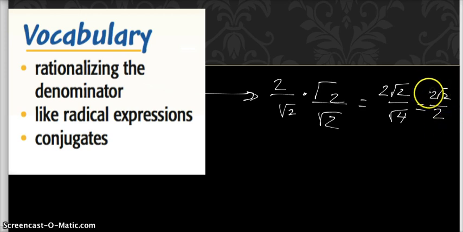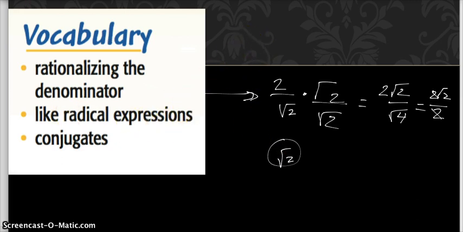By the way, since this 2 here is being multiplied to this root 2, and you've got a 2 out here, you can actually cancel them. So this thing becomes simply the square root of 2. So rationalizing the denominator is that process of fixing the denominator so it's a rational number.